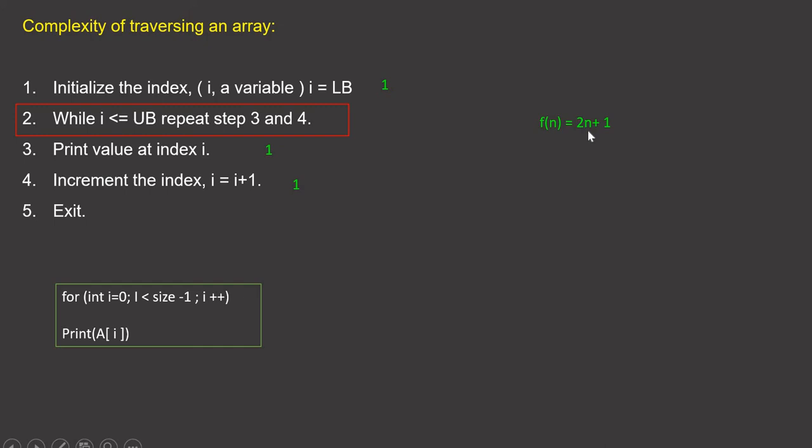So that's why we are using n here, and if we write it in the form of big O, it can be written as O(n), because we take the highest rate of growth, if you remember the previous lectures. So we can say the complexity of traversing an array is big O of n. Okay.